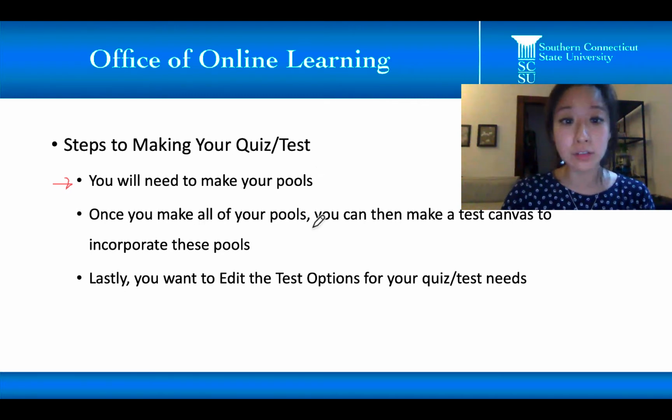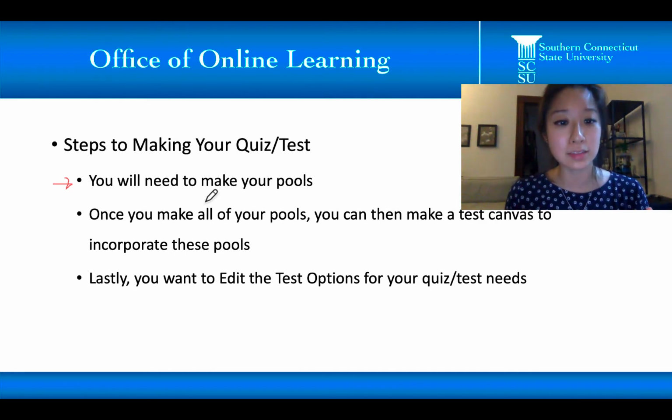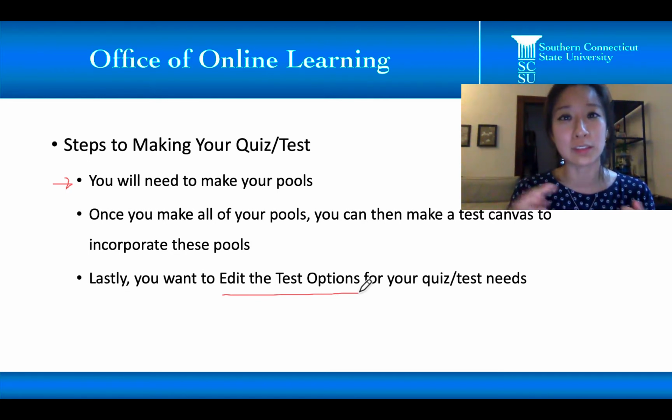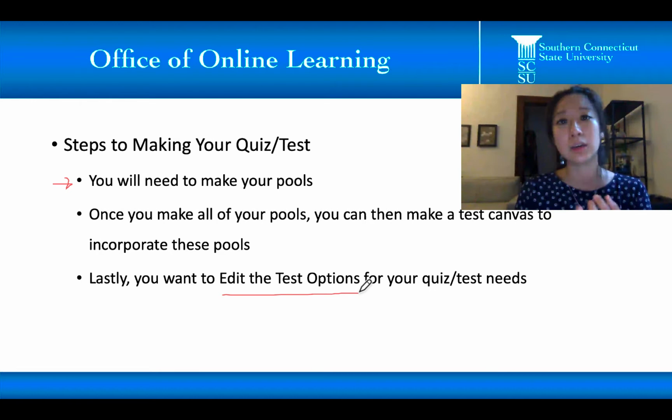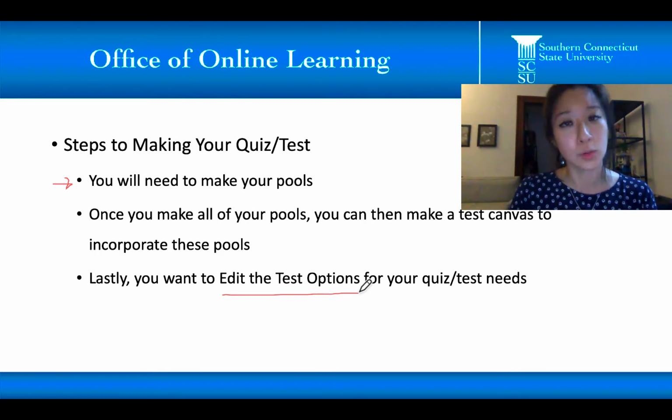Then once you have all of your pools in hand, you can make a test canvas to incorporate these pools, and I'll show you how to do that. And then lastly, you want to edit the test options for your quiz or test needs. This is where you put the deadline for the test or quiz, how long students have to complete it, if you want to randomize question ordering, etc. So all those components we will go over right now.